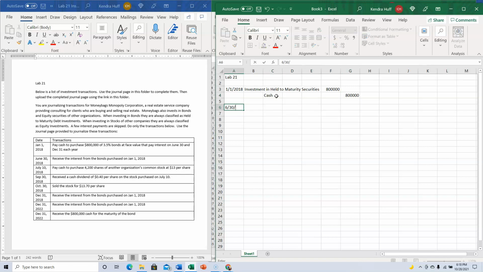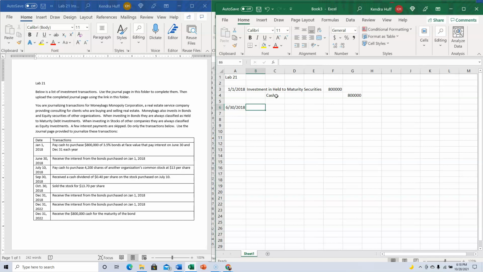June 30th of 2018. Received the interest on the bonds purchased on January 1st of 2018. So I'm going to receive cash, and it's going to be interest revenue. And it's $800,000 of bonds times the interest rate of 3.5% times 6/12 months because we've held them for half a year. Interest is always stated on an annual basis. So we're going to get $14,000 in cash.